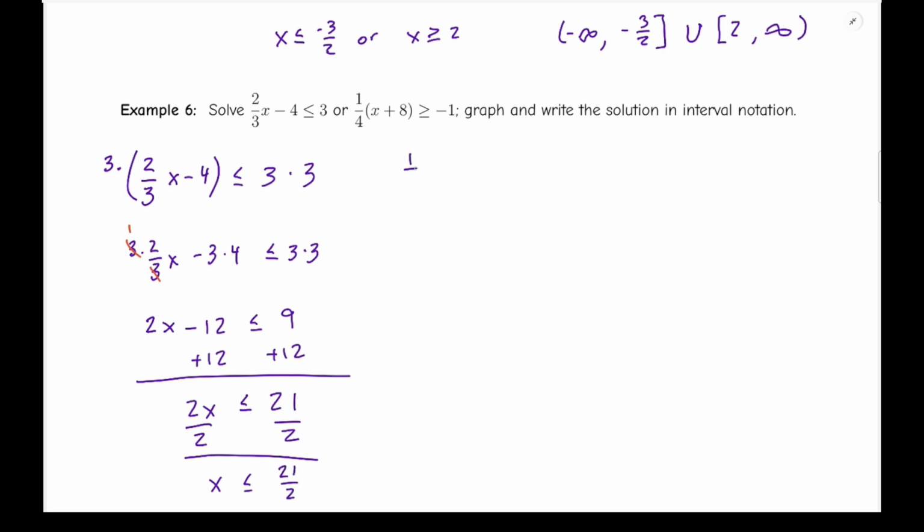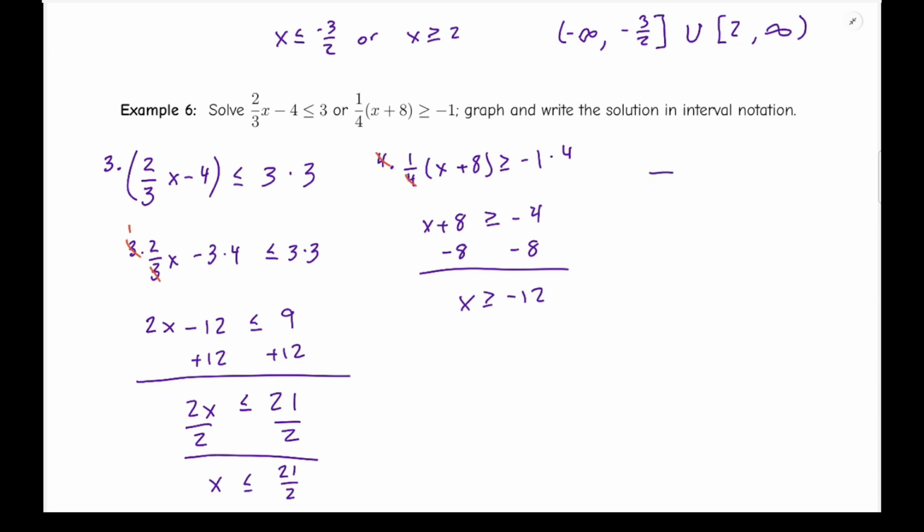Now let's solve the second inequality. Go and multiply by 4 on both sides. The 4's cancel out. We get x plus 8 greater than or equal to negative 4, minus 8 minus 8, x greater than or equal to negative 12.